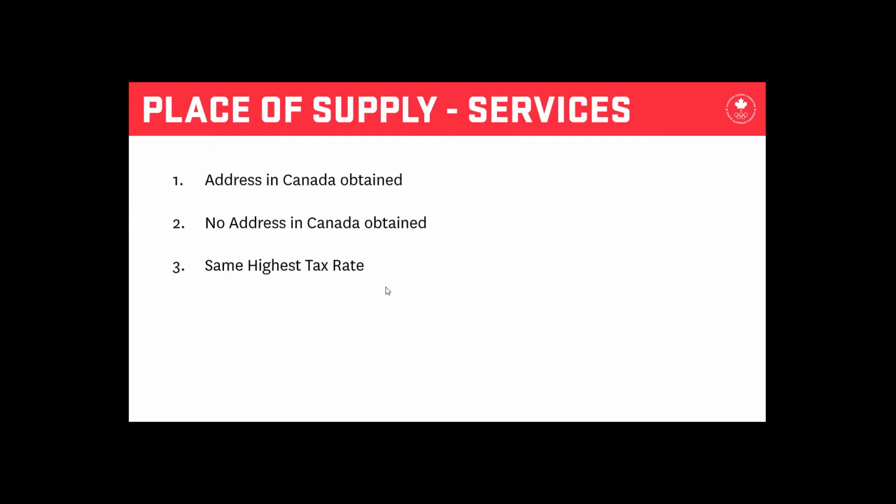Okay, these are the three place of supply rules for determining the place of supply for services. I'm just going to go through them and then we'll go through them in some detail. The first one is whereby a supplier obtains an address in Canada for the recipient of its goods or services. The next one would be where they do not obtain an address. And finally, there's this obscurely worded same highest tax rate rule, which we will glance over at the end because it's not really relevant.